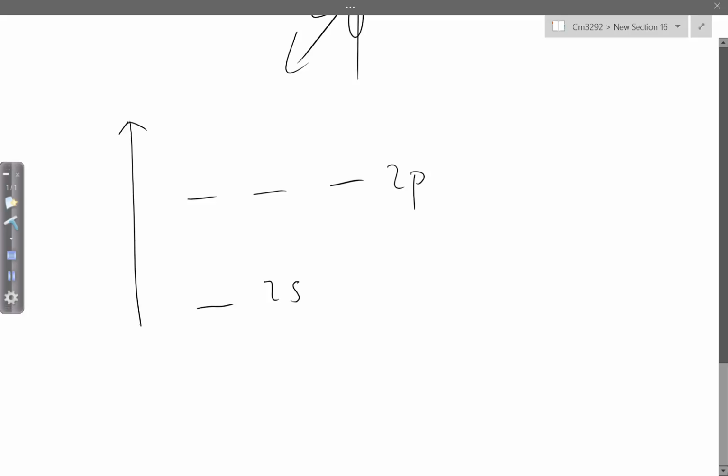So how many electrons are in 2s? 2, right? How about 2p? 2 also. Is it like that? No. Up, both are up. This is your Hund's rule, right? Remember your Aufbau principle, Hund's rule, and your Pauli exclusion principle, right? So now this is carbon, correct?